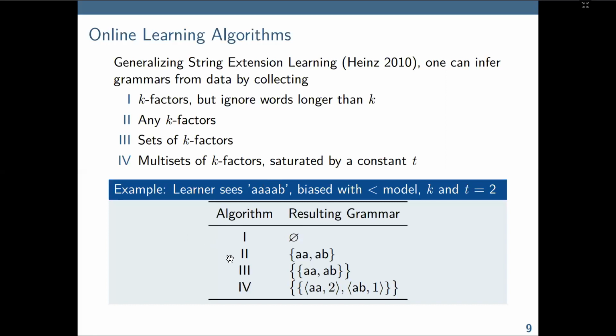The second algorithm takes all of the factors that it sees and then adds them to a set and doesn't care how often it saw them. So even though it saw AA as a subfactor more than once, it just adds it to the set. Algorithm 3 works kind of similarly, but it structures these into a set. So it has the set A, B, and then the grammar is the set of that set.